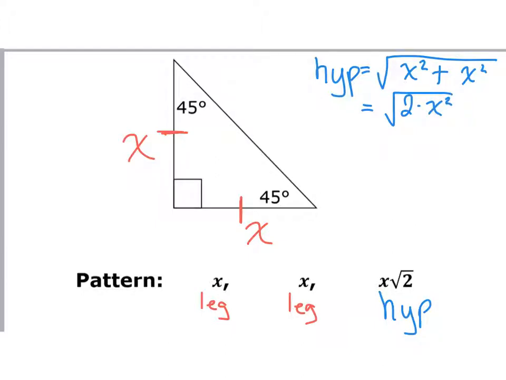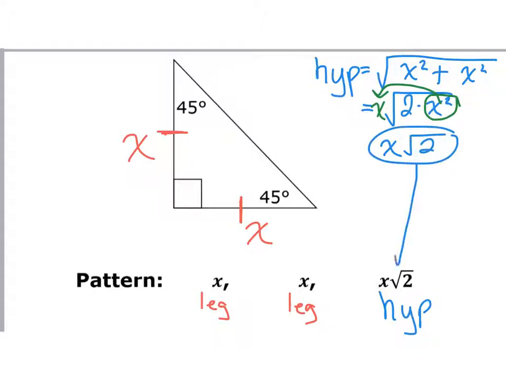Remember last Thursday when we simplified square roots? If I look at that 2, I can't simplify that anymore. But this x squared, can I take the square root of x squared? Yes. When it comes out of the square root, what is the square root of x squared? It's just an x. So what do I have on the outside? x. And what's still left on the inside? 2. Look at your pattern. What did I say the hypotenuse was? Oh.